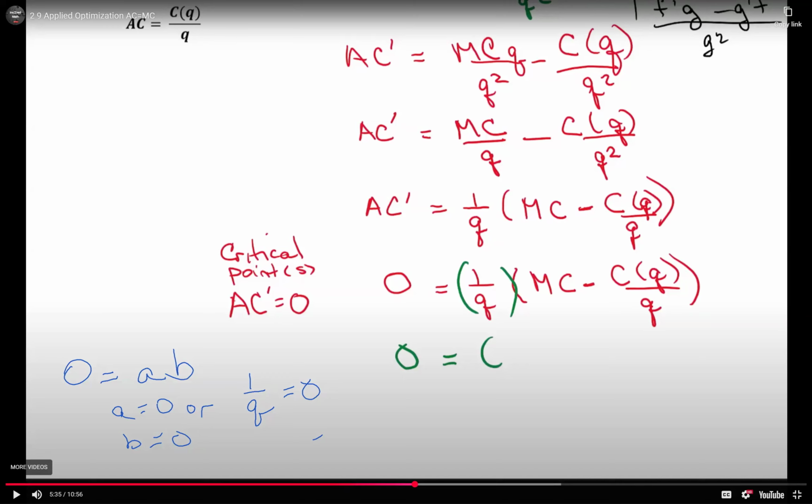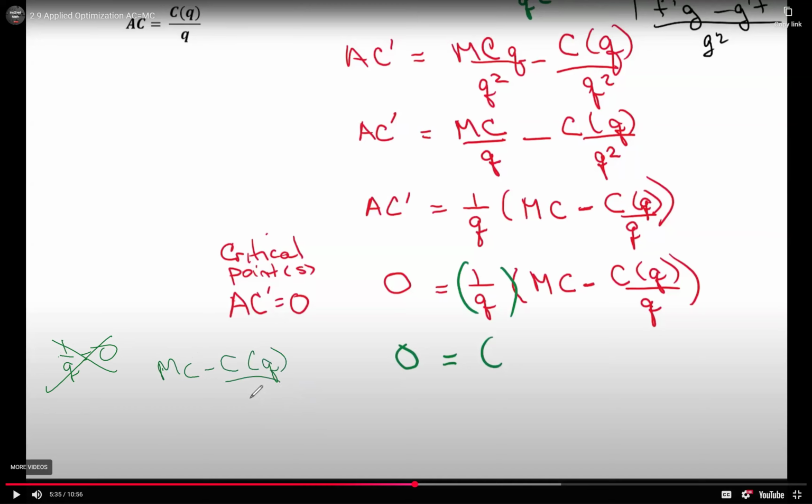So, let me solve this. That means that either 1 over Q equals 0, which is never true, or MC minus C of Q over Q equals 0. One of those two things has to be true. Well, we know that 1 over Q can't equal 0. That's where we left off.